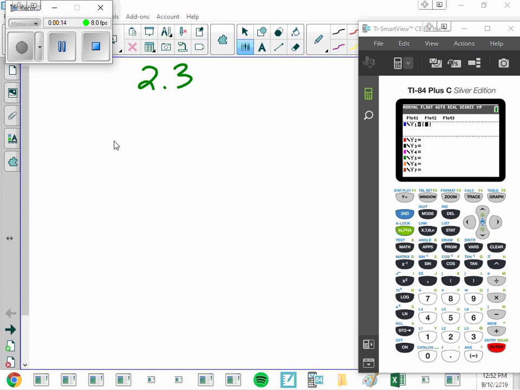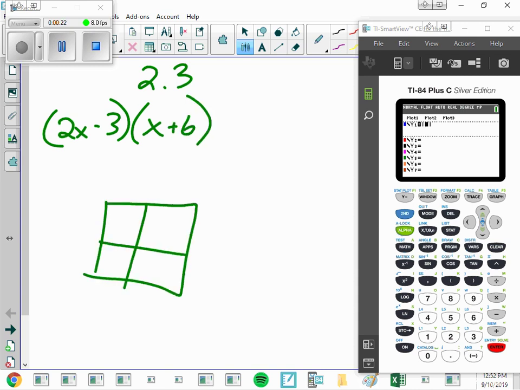So if I wanted to multiply 2x minus 3 and x plus 6, we would draw the box and put 2x minus 3 on one side and x plus 6 on the other. And then every square is just the product of the row and column that it resides in. So this square is x times 2x, which is 2x squared. Okay. And then x times negative 3 would be negative 3x, 12x, and negative 18. And then you look inside there and look for like terms.